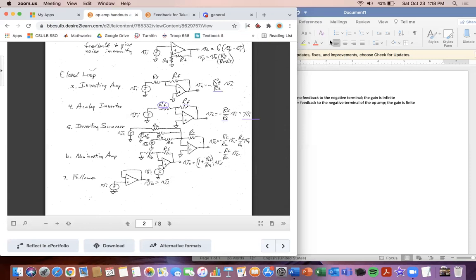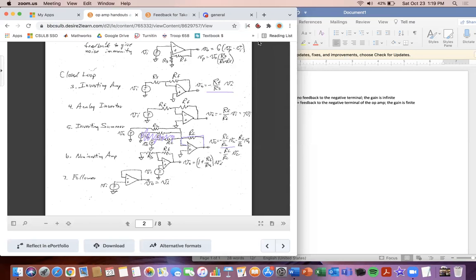The inverting summer, this one is different, but it is not that hard, trust me. Basically, just forget about these down here and just think of the RA and VA. If you think about that, it's just a regular inverting amp, because the voltage is on the negative terminal, and we have feedback to the negative terminal of the op amp. So it's just negative RF over the other resistor, which is RA, times the voltage coming into that negative terminal, which is VA. And that's exactly the same here.